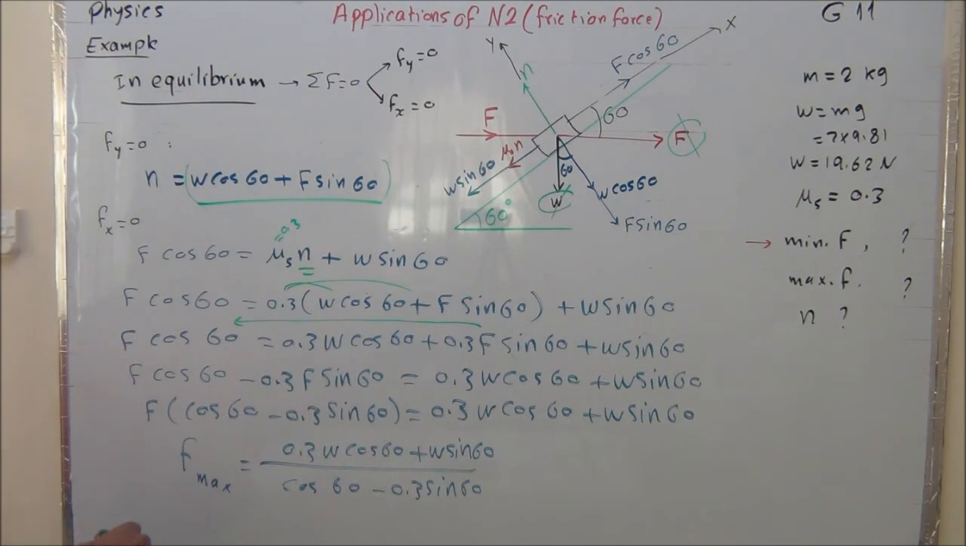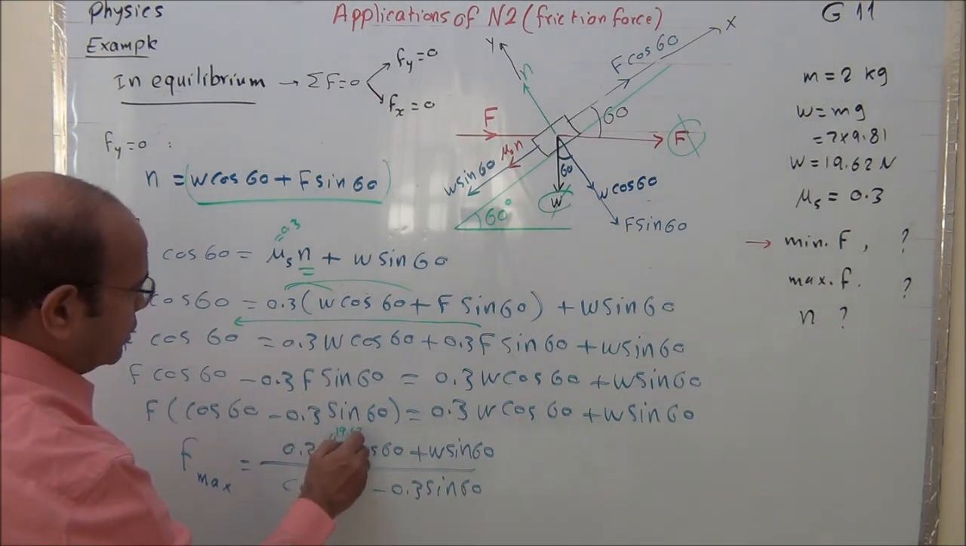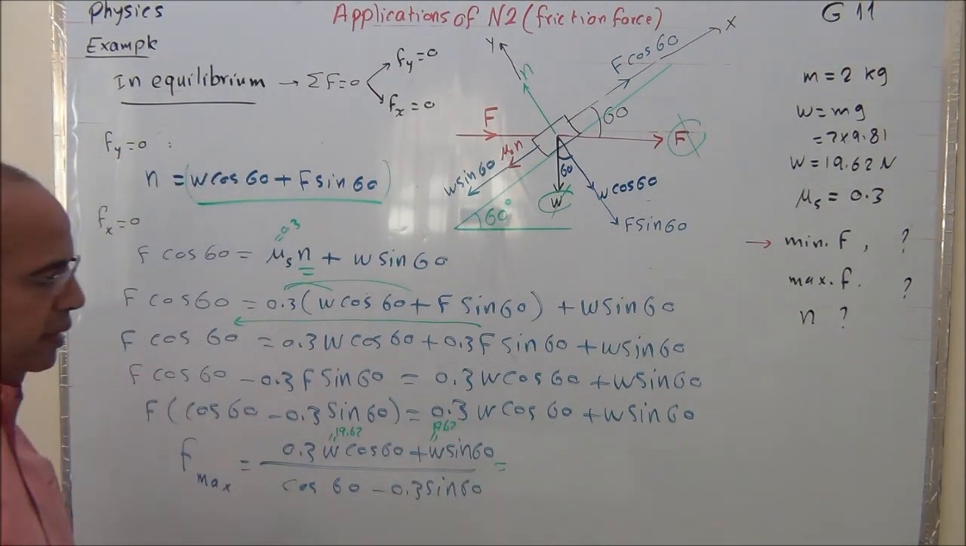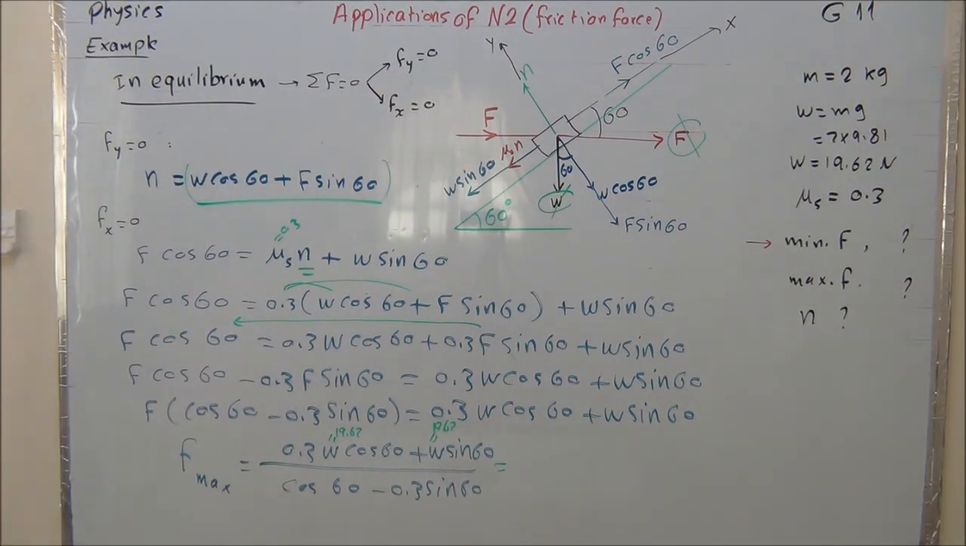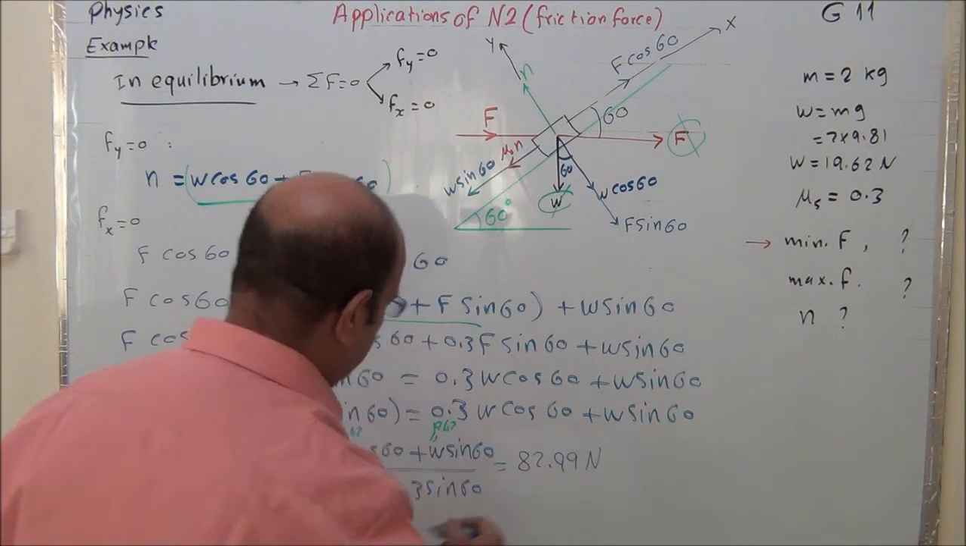Now, W we calculated before, it's 19.62. So we use the calculator to get this answer. The answer is 82.99 Newton.